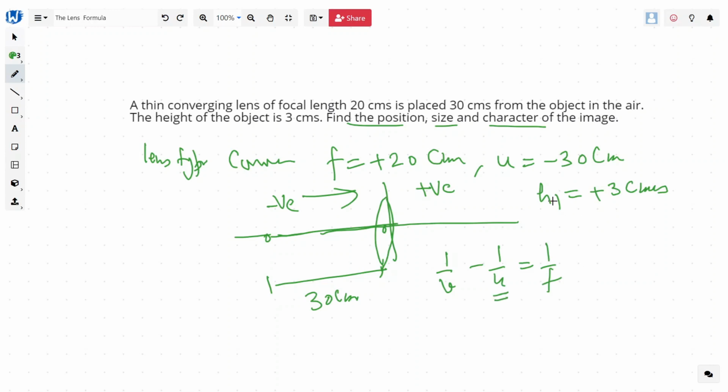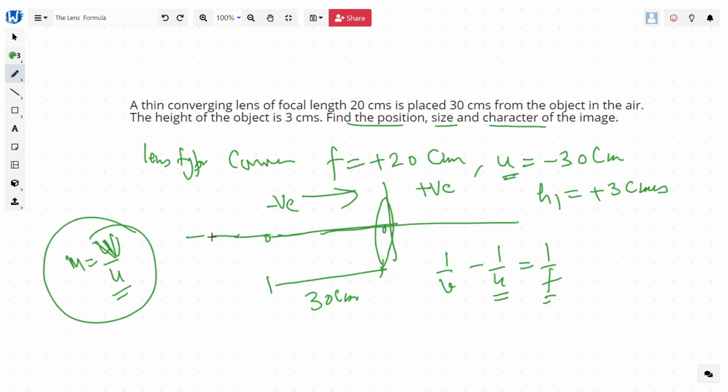We know U, we know F, and we can just simply plug in to find the position. The size, we have to use the magnification formula, right? The magnification is given by V by U, right? So once we know the V and we know the U, we can find the magnification, and the character is the image inverted or erect, right?